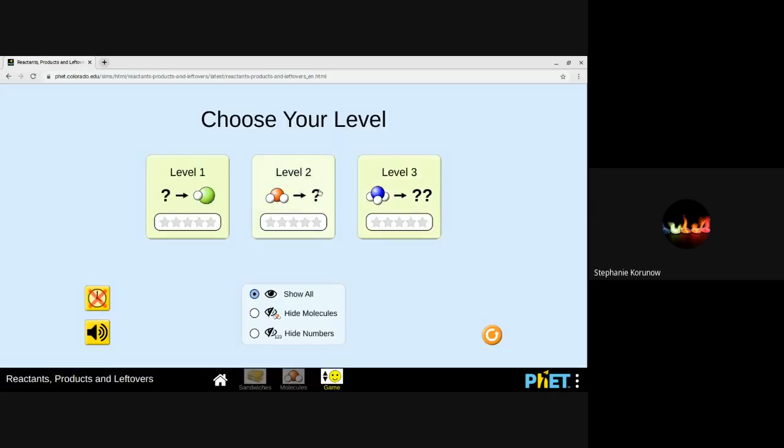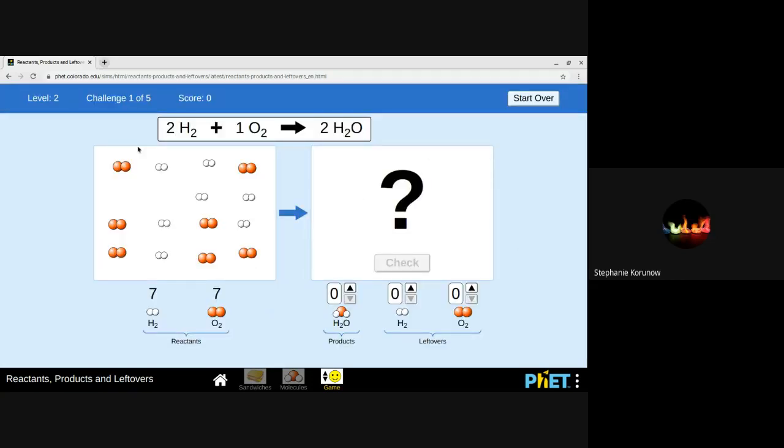Okay, level 2, you'll be predicting the products, and level 3 is even more difficult, and you'll also be predicting the products. Okay, so you're going to just be trying to figure out what you end up with. You want to make sure that everything that can react has reacted, and then whatever is left over is left over. Okay.